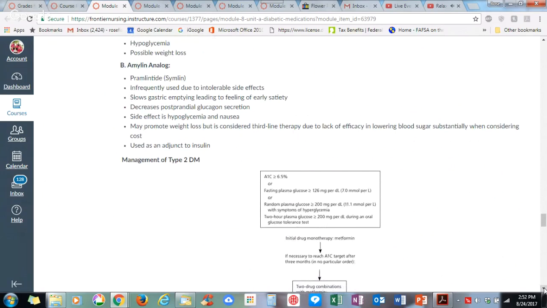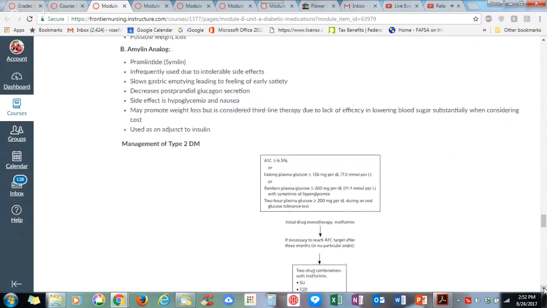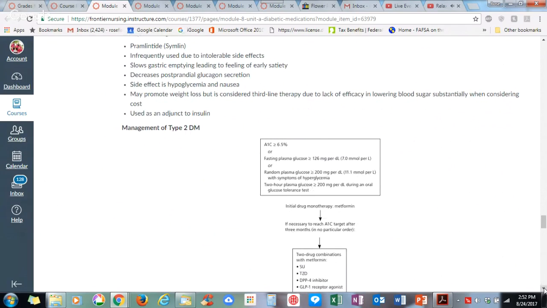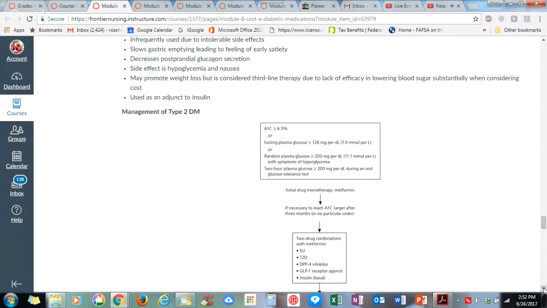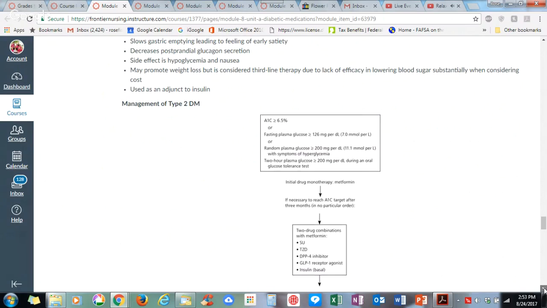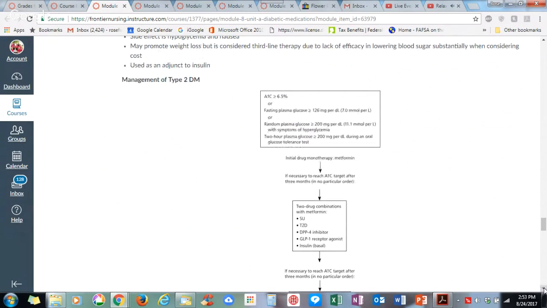Then there's an amylin analog, pramlintide, which is Symlin, and infrequently used due to intolerable side effects. Slows gastric emptying, leading to a feeling of early satiety. Decreases postprandial glucagon secretion. Side effect is hypoglycemia and nausea. May promote weight loss, but is considered third line due to lack of efficacy in lowering blood sugar substantially when considering cost. Used as an adjunct to insulin.